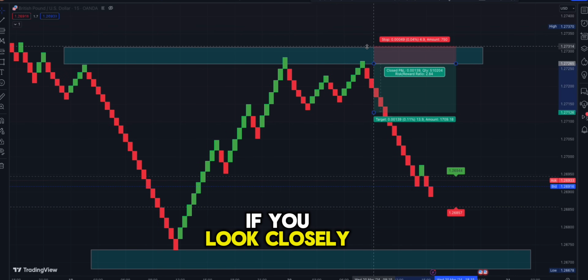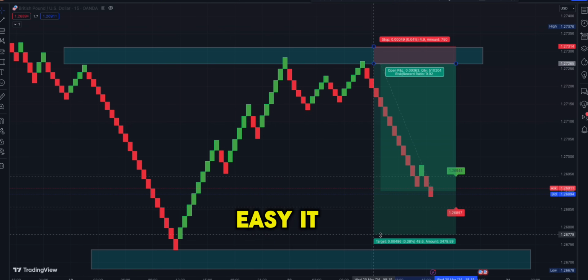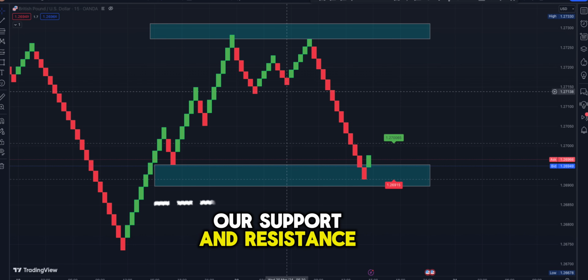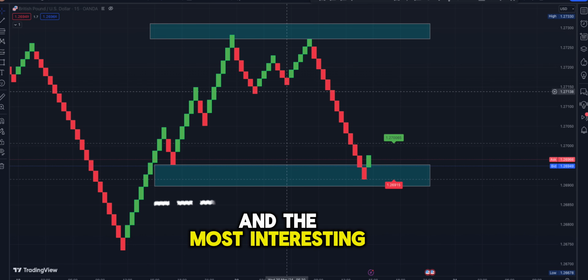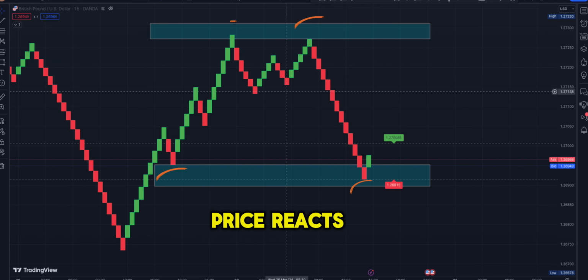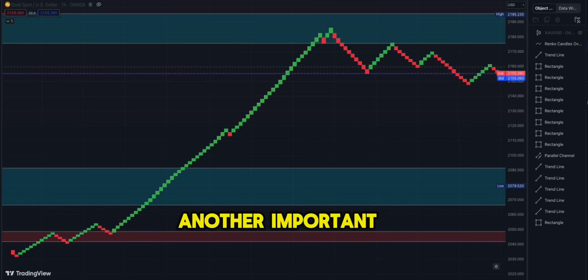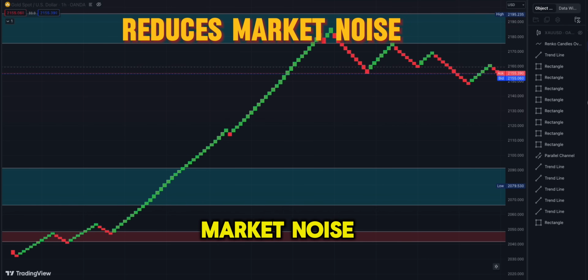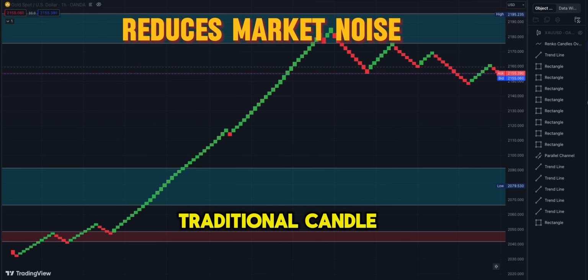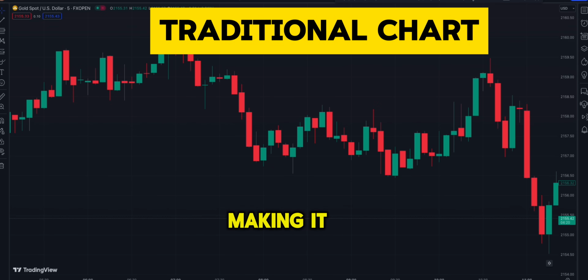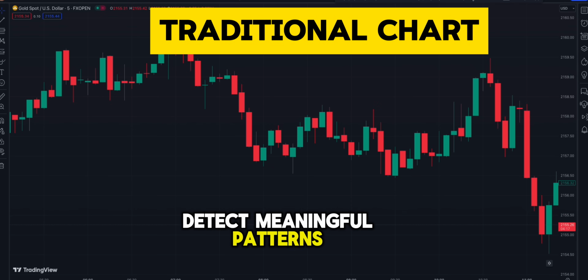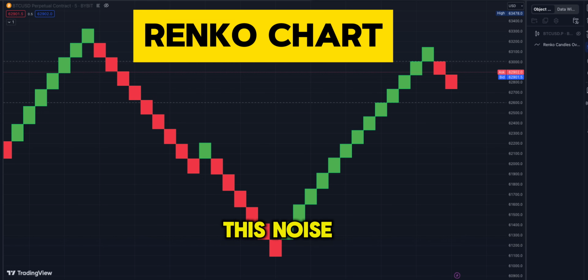If you look closely at this chart, you will see how easy it is to plot our support and resistance level. And the most interesting thing is that price reacts to each of these levels. Another important aspect of it is that it reduces market noise. Traditional candlestick can be cluttered with noise, making it difficult to detect meaningful patterns. Renko chart filters out this noise, displaying only significant price movements. This can lead to more accurate analysis and decision making.